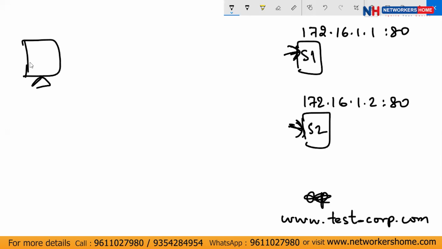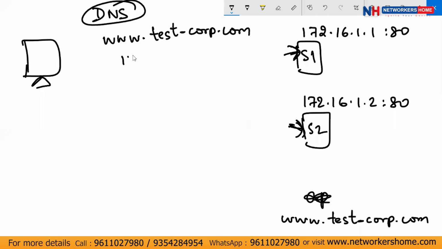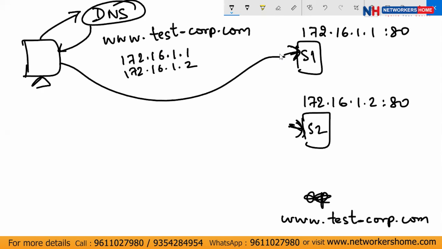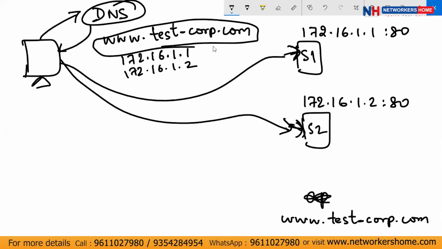So in the initial days, this was being achieved by DNS. On the DNS server, two records were created: 172.16.1.1 and 172.16.1.2. Whenever a DNS query was initiated, the DNS server responded back with these two IP addresses in a round robin fashion. So sometimes the user got connected to this server, sometimes to this server. This was back in the 90s. Long time back, this was the solution used to achieve load balancing.